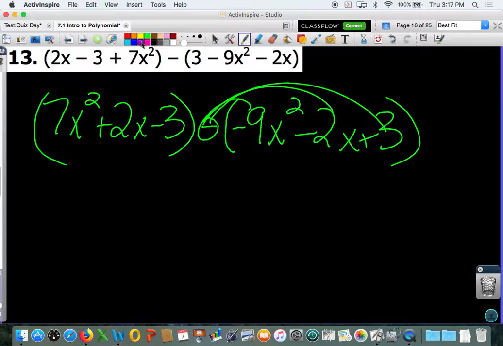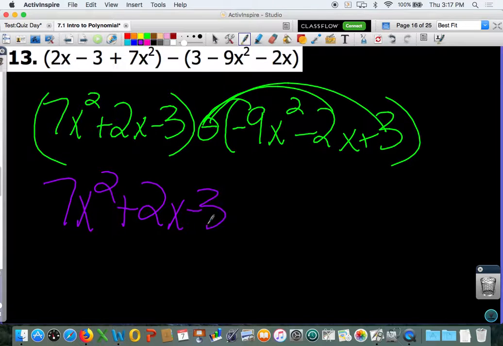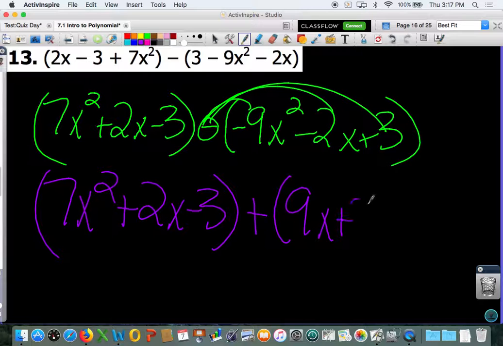So my next line is going to look like 7x squared plus 2x minus 3 plus 9x squared plus 2x minus 3.